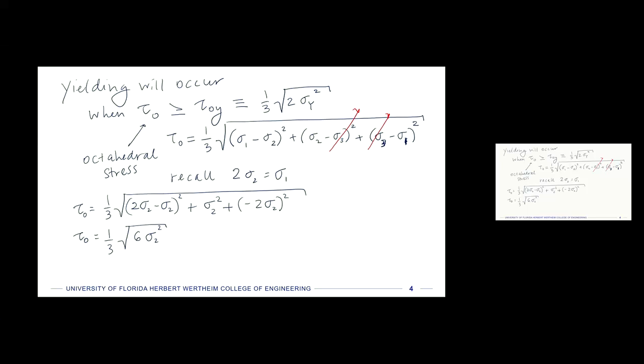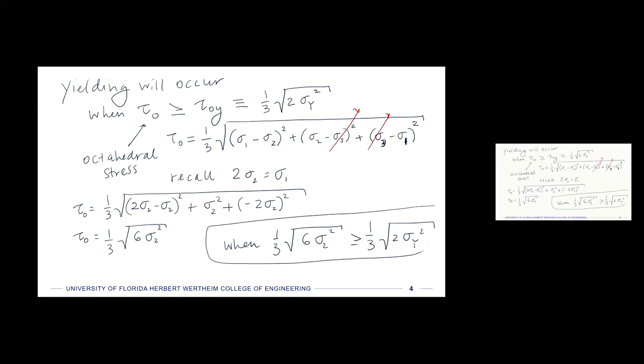And so what our failure criterion is now is when 1/3 times 6 sigma 2 squared is greater than or equal to 1/3 square root 2 times the yield stress squared. That's just from the top of the slide. That's when yield will occur. Okay, good. But sigma 2, like I don't have that as an input expression. What I have as an input is P and R and T. So we're going to substitute that in for sigma 2 next.